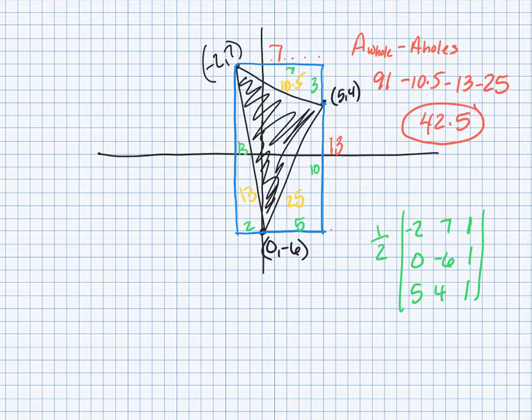Anyway, so you're going to go in your calculator and do this. So both ways, you get 42.5 if you do the determinant times 1/2, or if you do the area of the whole thing minus the area of the holes in the thing. I got -5.